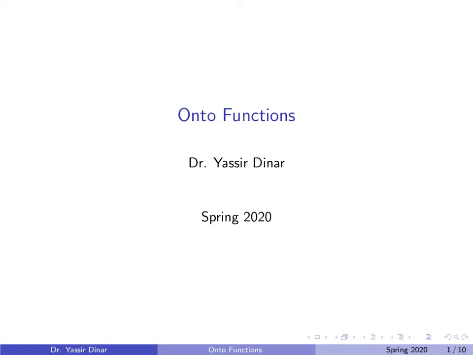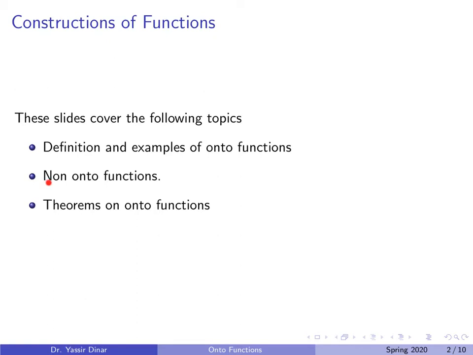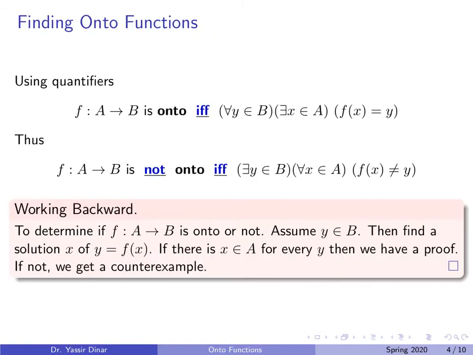Here we begin the second video about onto functions. We will discuss a method to discover non-onto functions. Recall that a function f from a set A to a set B is onto if and only if this quantified statement happens: for every y in the codomain, which is B, we can find x in the domain such that f of x is equal to y.